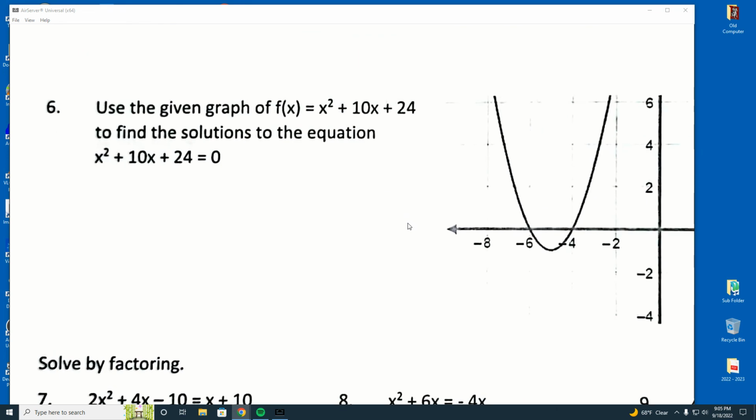Number 6 was way easier, I think, than we made it. A lot of us wanted to think there was something more to it, but remember, it says use the graph to find the solutions to the equations. Well, remember, how do I find solutions using a graph? I see where it crosses the x-axis. So this one crosses at negative 6, 0, and negative 4, 0. Those are my x-intercepts. Those are my solutions.